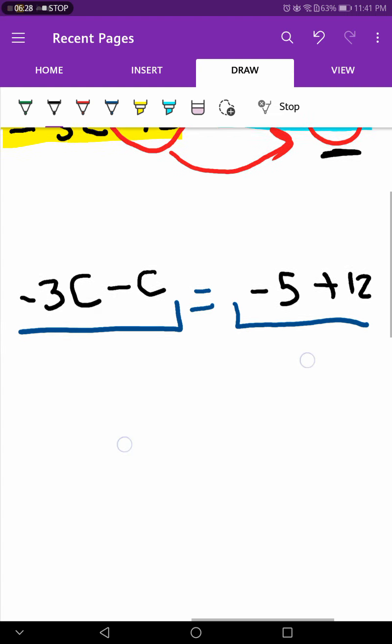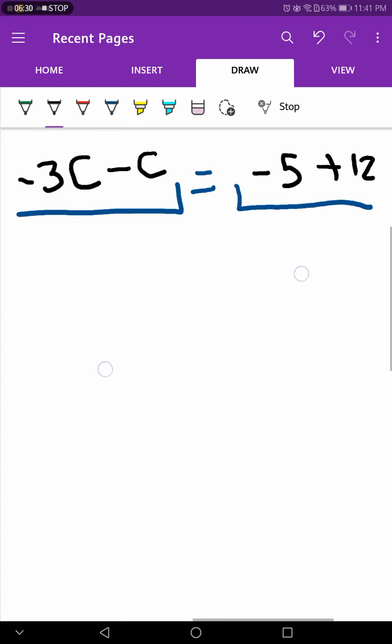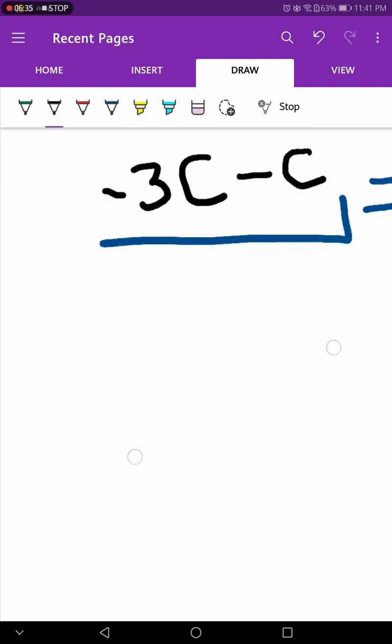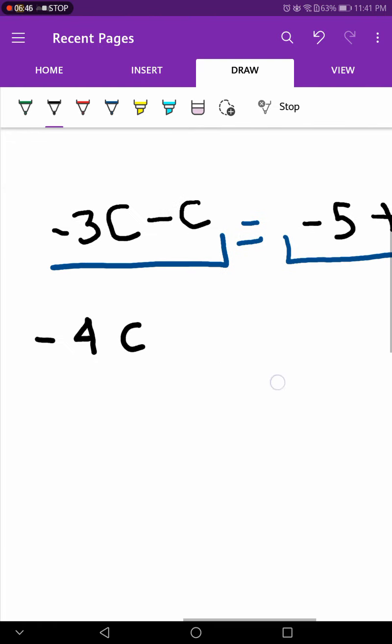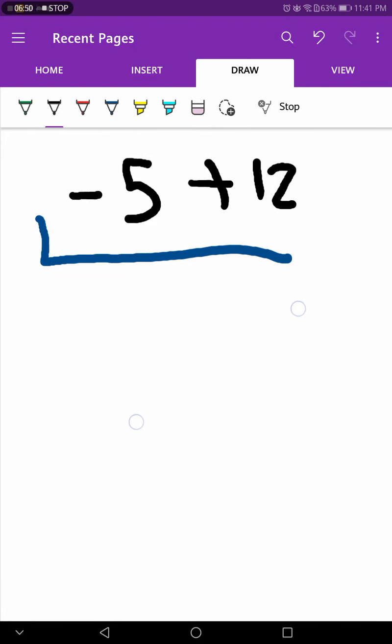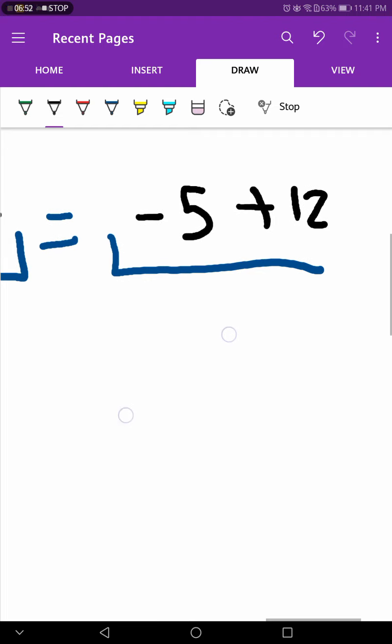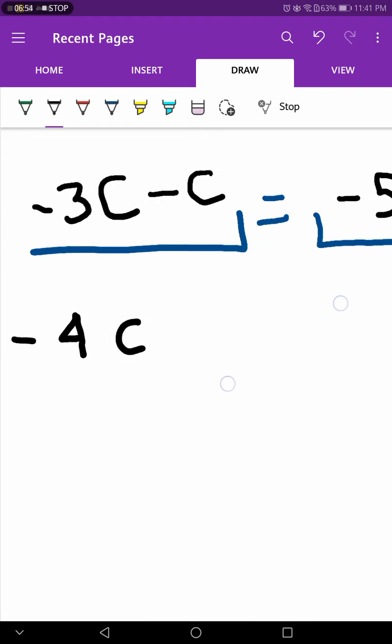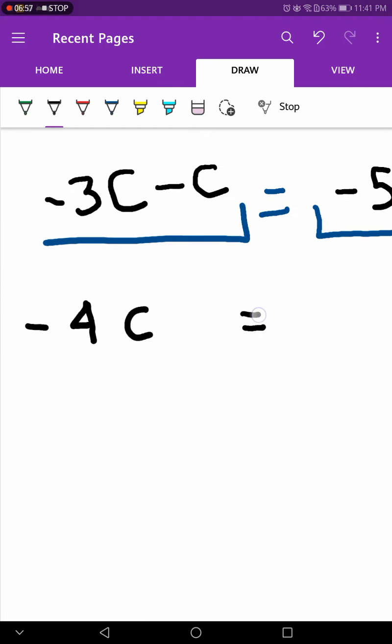Now here I will combine the variables together on the left side. Negative 3 negative 1 equals negative 4c. This is the left side. What about the right side? Negative 5 for the grocery and 12 with me, it is 7. So negative 4c equals 7.